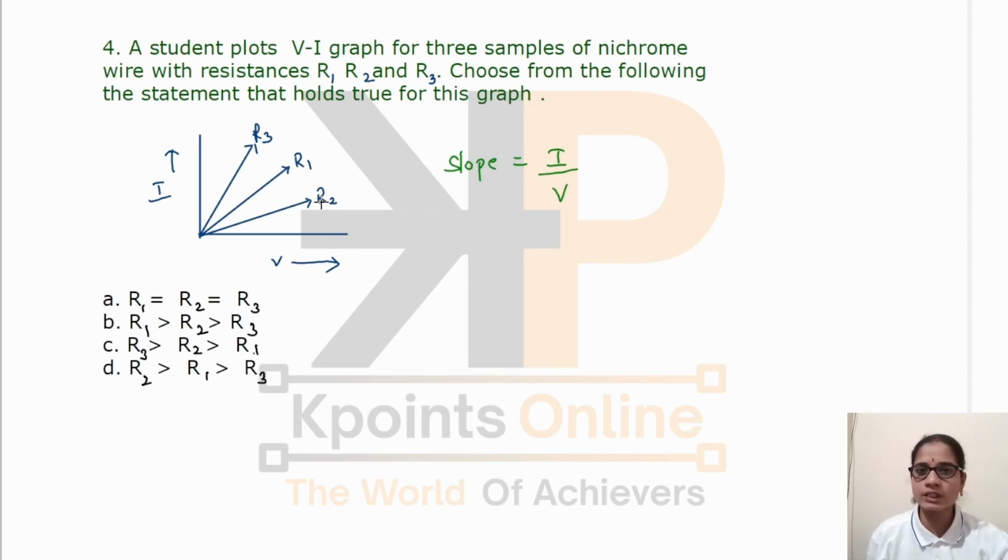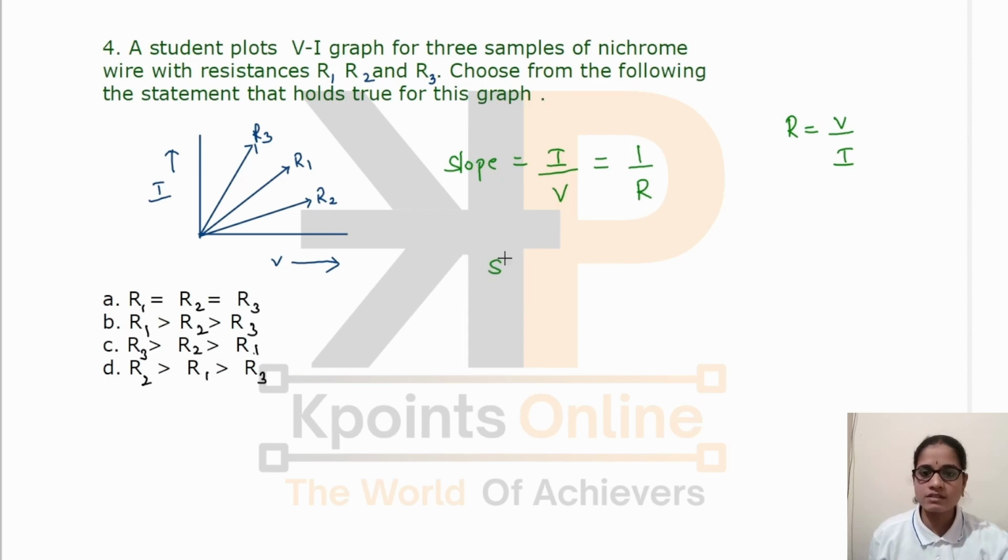We know that slope is equal to height upon base. And what does this value give us? It will be the reciprocal of resistance. We know that R is equal to V upon I. But here we have I upon V. So it is equal to the reciprocal of R.